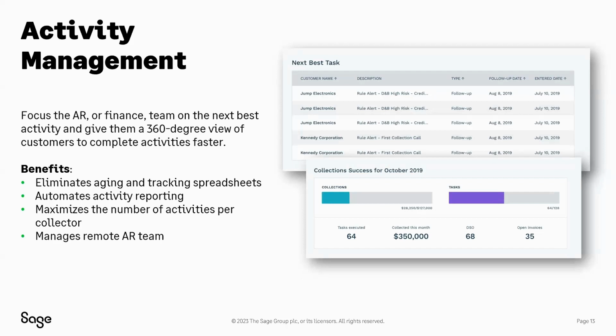So being able to eliminate those aging spreadsheets and tracking, keeping everything in one spot with the activities, everything that's in Sage 100 gets pulled into this system. So you're able to see things like the previous invoices, previous payments, as well as how that customer has paid historically, if they've broken any promises to you, and also if they've set up autopay as well.